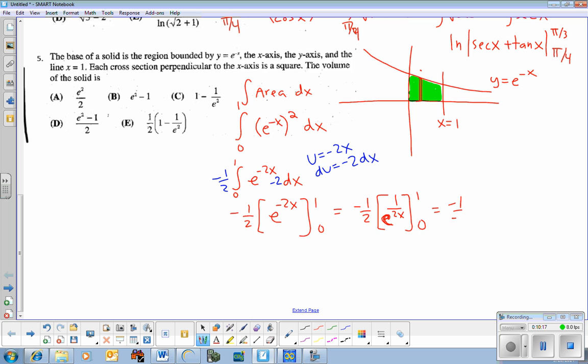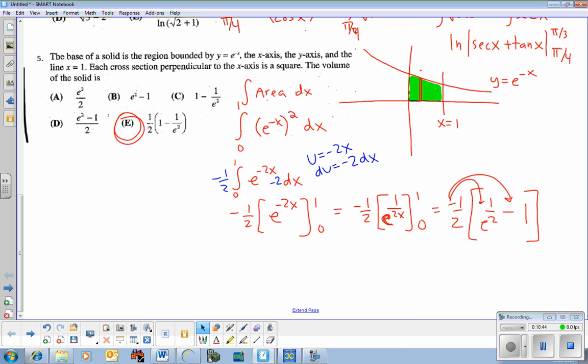Okay. Plug in 1, what do you get? You get 1 over e squared. Plug in 0, you get 1 over e to the 0. Remember, 1 over e to the 0 is 1 over 1, which is 1. And if you distribute this negative sign, that's going to give us e. So it didn't look exactly how I ended up, but you just have to figure out which one is going to make it work.